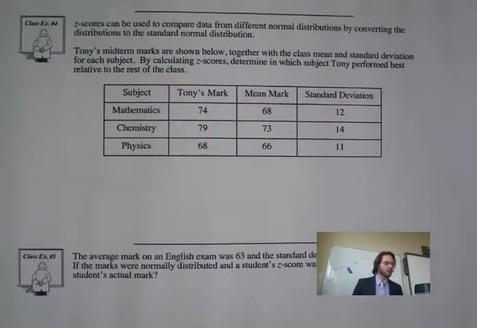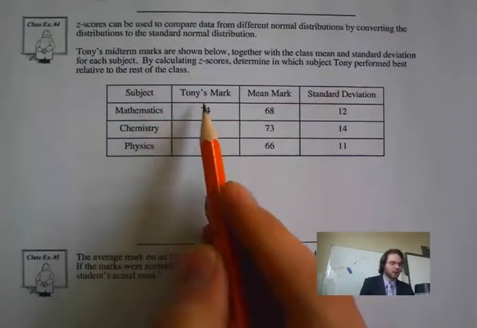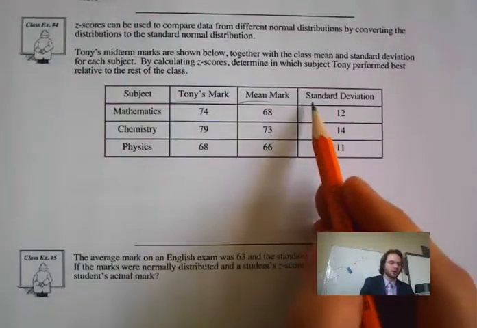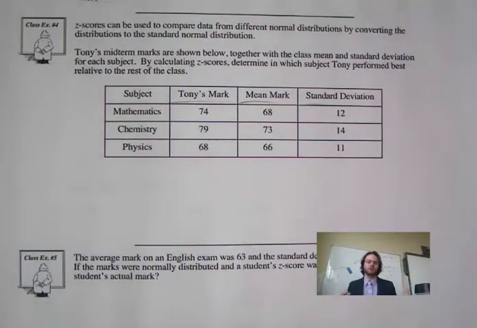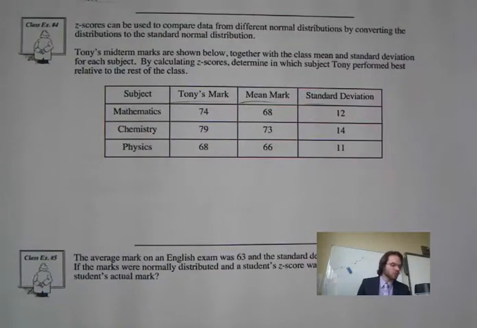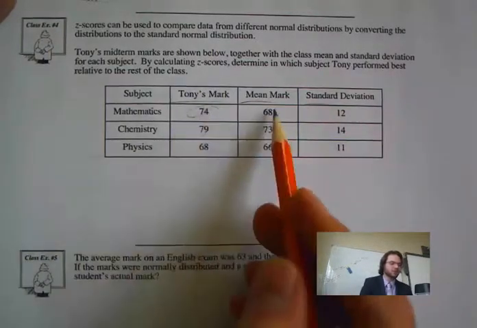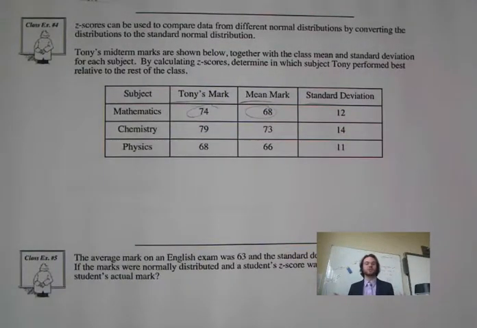So in this next one, we're looking at Tony's report card. We're comparing his mark to the mean mark and the standard deviation for the class. So what we want to do here is determine his z-score for each one to figure out which one he did best in. Now, the higher positive z-score means he did very well compared to the rest of the class. The lower z-score means he didn't do well compared to the rest of the class, okay? So if it's negative, he's way below. The higher the negative, it's not very good.